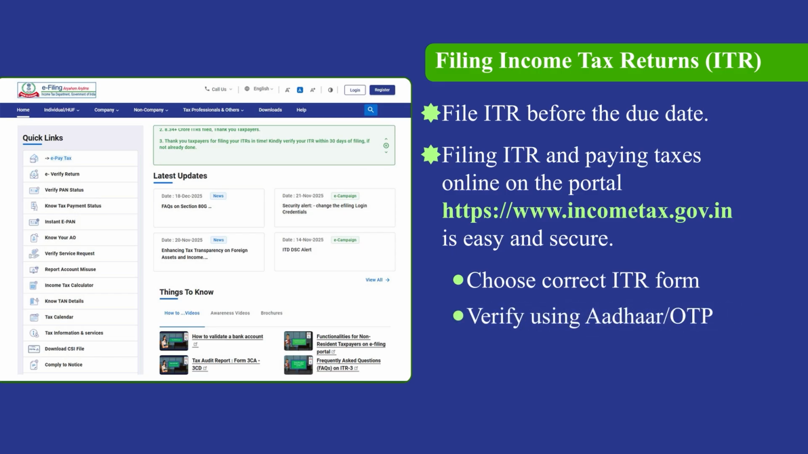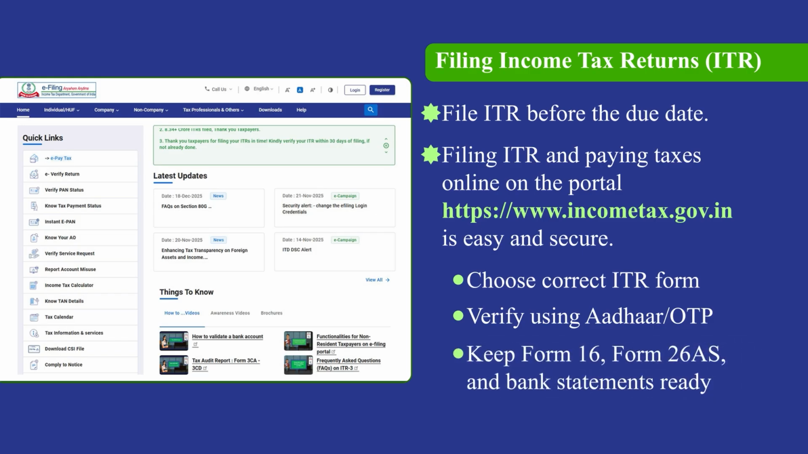For people who have income from salary, it is easy, but if a person has income from dividends, income from the share market, then capital gains, or income from business or profession, then they have to use the prescribed ITR form. They must verify themselves on the portal using their Aadhaar based OTP, and their salary certificate of TDS in Form 16 should be ready with them while they are submitting the ITR. Then there is Form 26AS, which is prepared by the Income Tax Department itself and is available to all assessees.